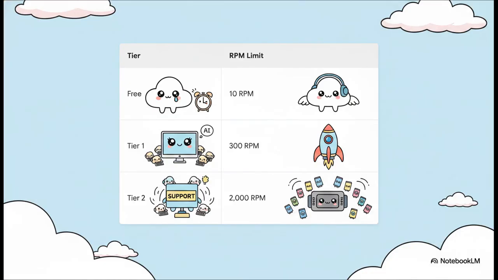Let's ground these numbers in reality using Gemini 2.5 Flash. The free tier gives you 10 requests per minute. If you enable billing to hit tier 1, you instantly jump to 300 RPM, which can comfortably handle, say, a 20-person dev team using a coding assistant throughout the workday. But if you're building a peak-hour customer support bot with 500 concurrent users, you are going to desperately need the 2000 RPM provided by tier 2 to avoid timeout errors.